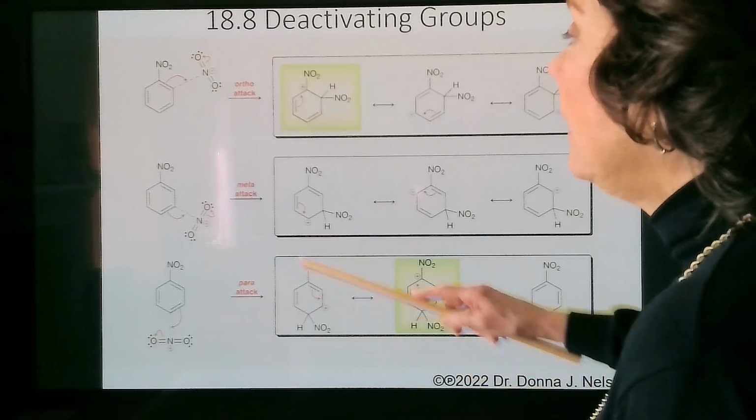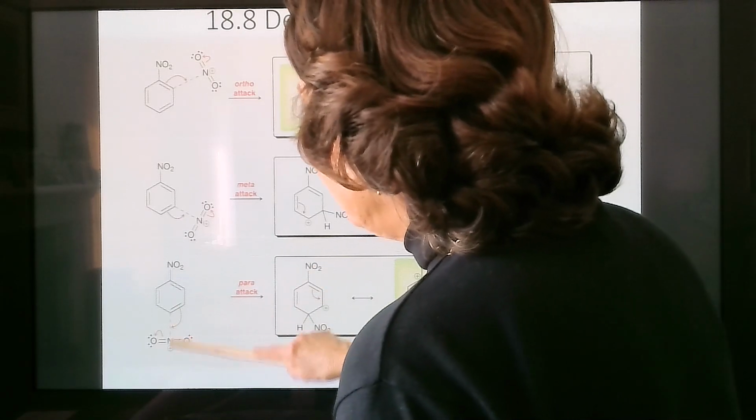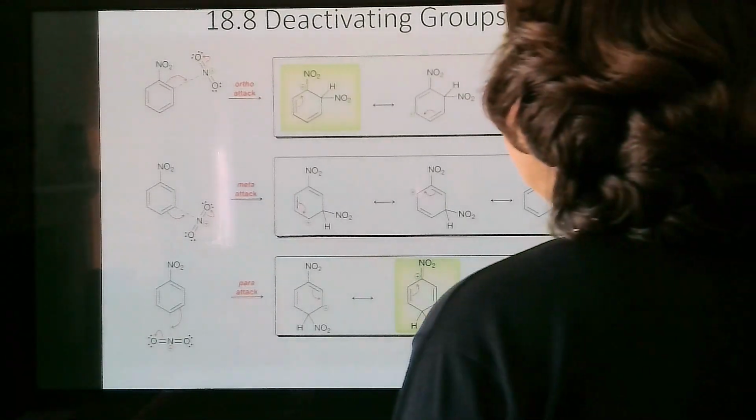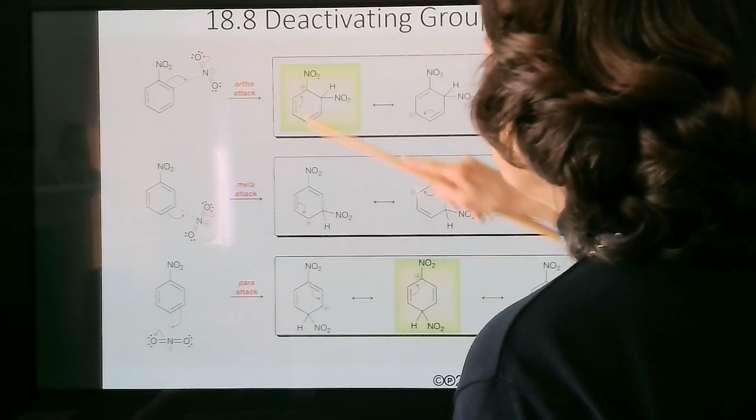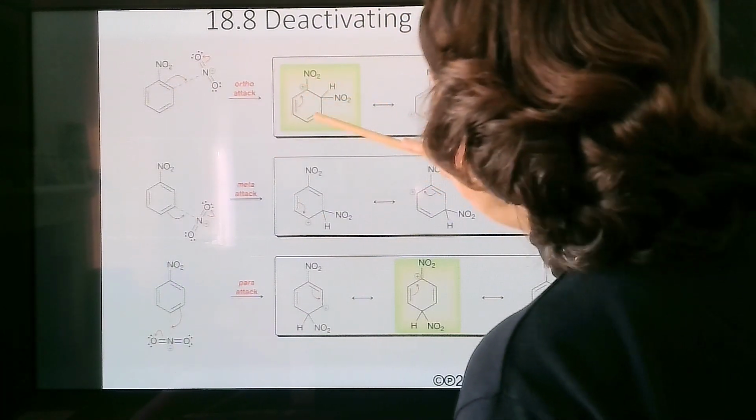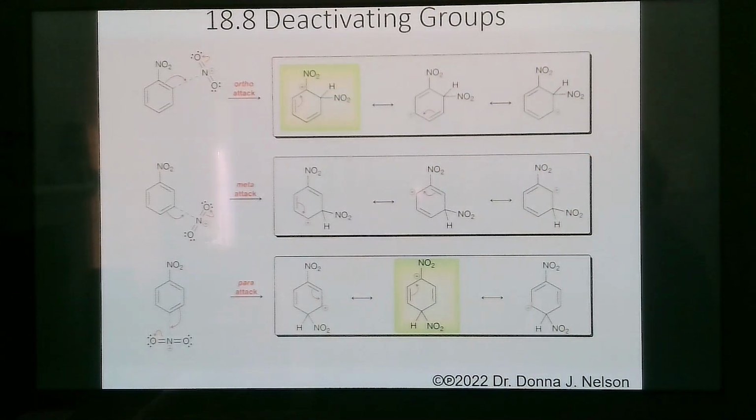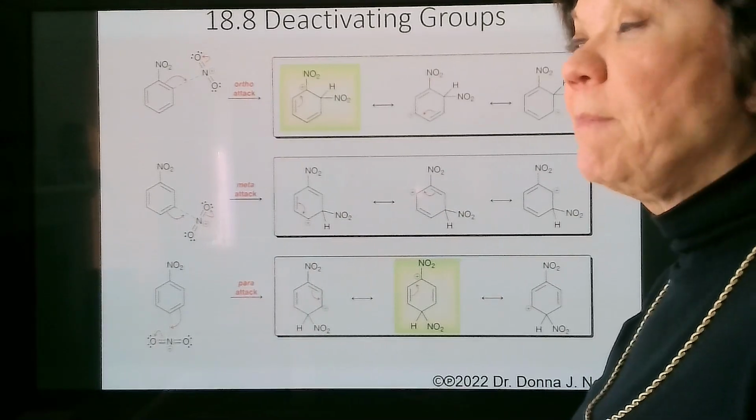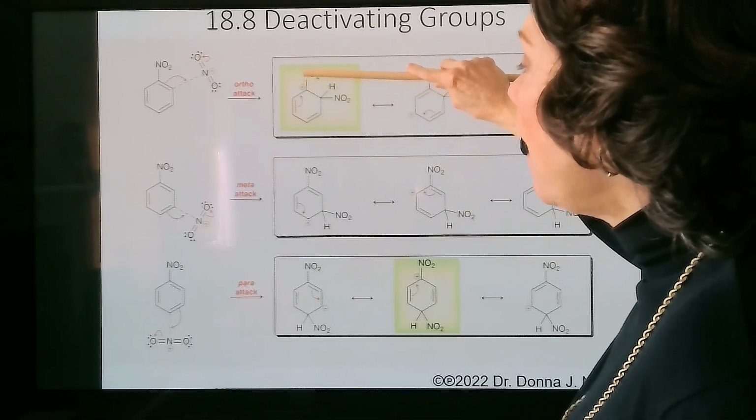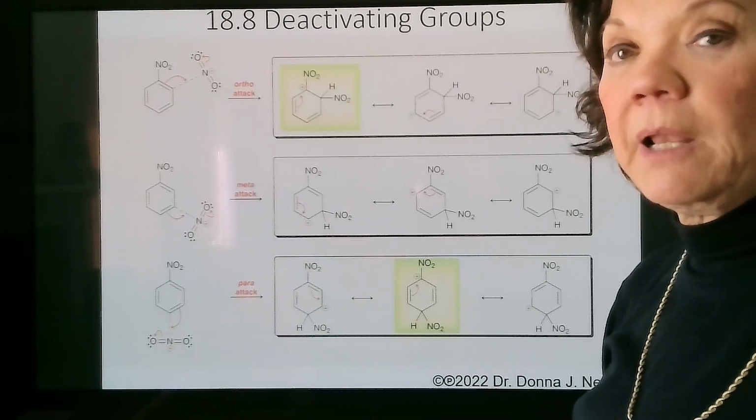So let's look at this. Here is nitrobenzene. There's a nitro group coming in. This is ortho, meta, para. And so let's analyze this. So when the nitro group comes into the ortho position, the positive charge can be moved directly onto the carbon bearing nitro. Well, previously, that was stabilizing, but remember, the nitrogen in nitro is bearing a positive charge. So here you've got two positive charges on adjacent atoms. That is not a stabilizing situation.